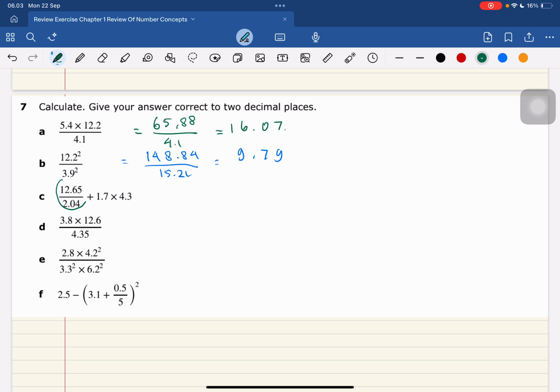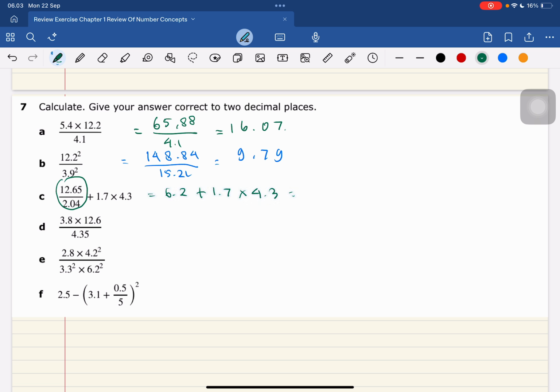Okay, let's finish it. Divide first. So 12.65, we're gonna divide it by 2.04. So this will give us the answer of 6.2. Then plus 1.7 multiplied by 4.3.